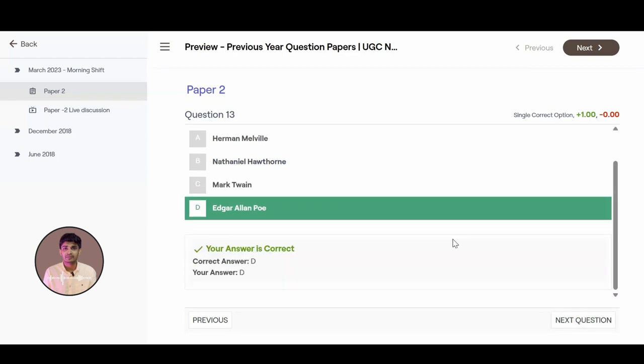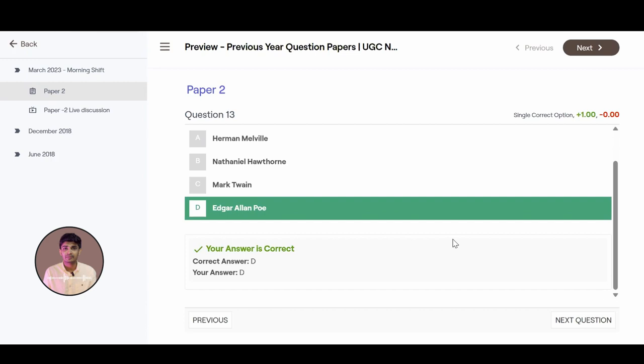So, Tales of Grotesque and Arabesque is a collection of short stories by Edgar Allan Poe. It was first published in 1840 and contains some of his most significant works like The Fall of the House of Usher, The Murders in the Rue Morgue, The Mask of the Red Death.